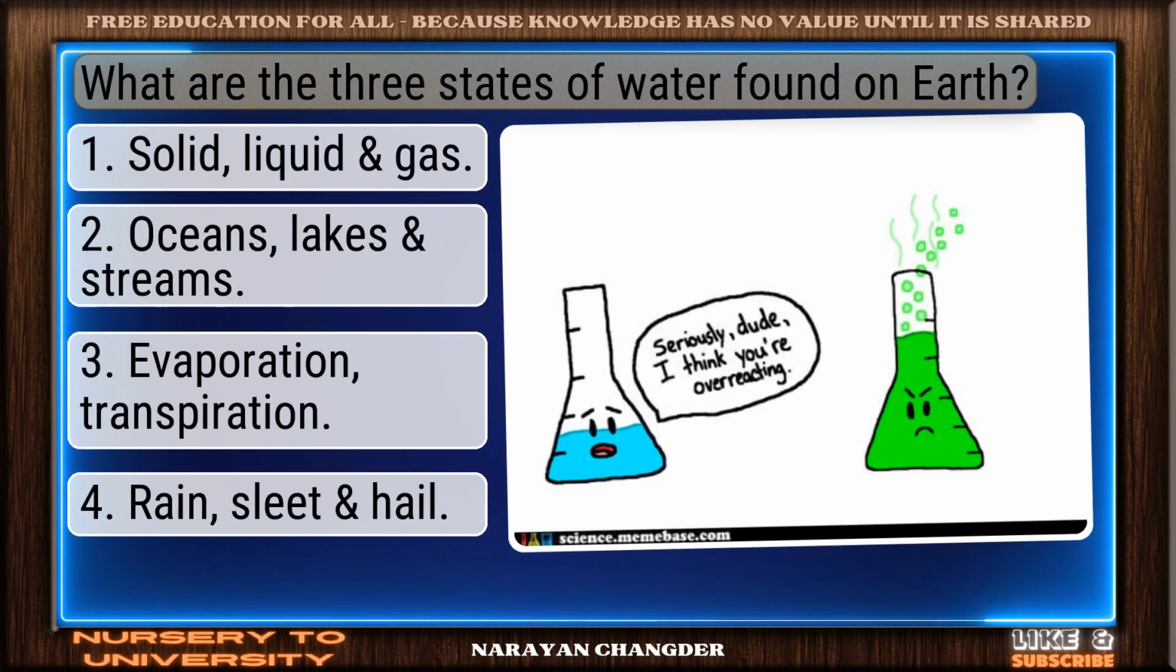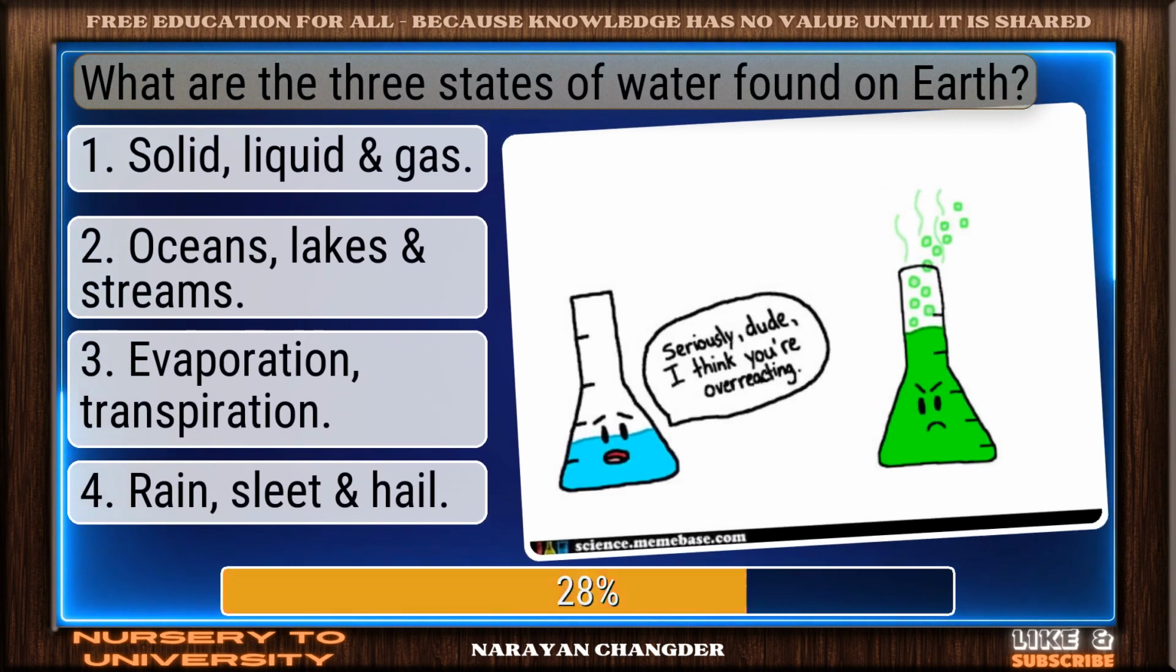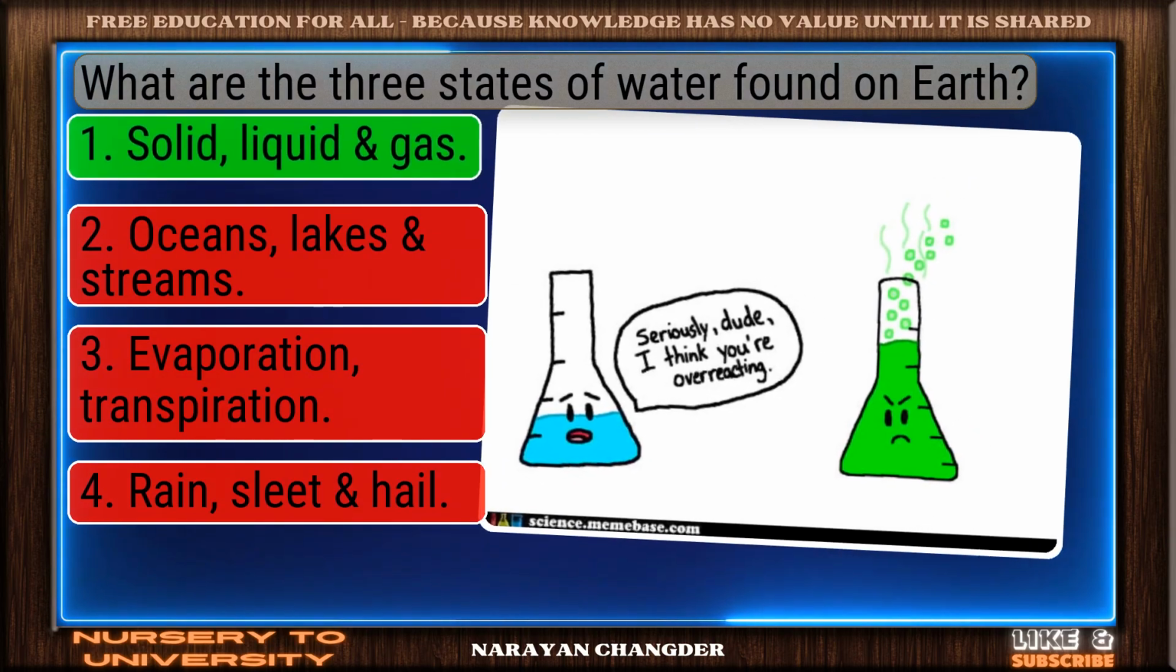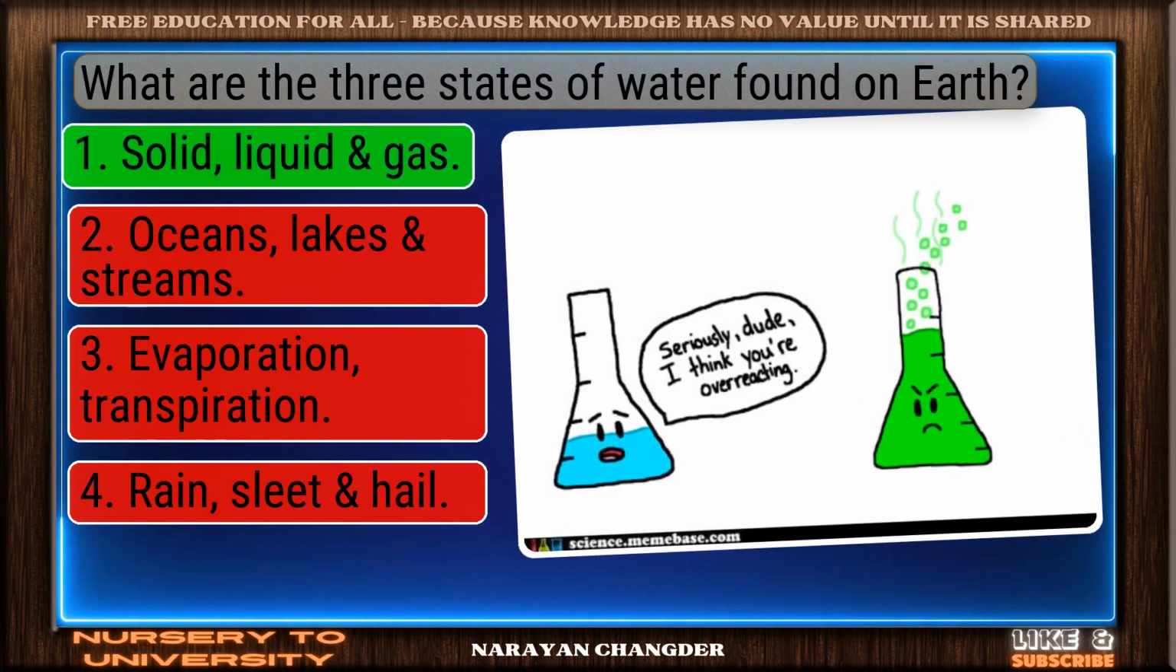What are the 3 states of water found on Earth? Perfect. Solid, liquid, and gas is the correct choice.